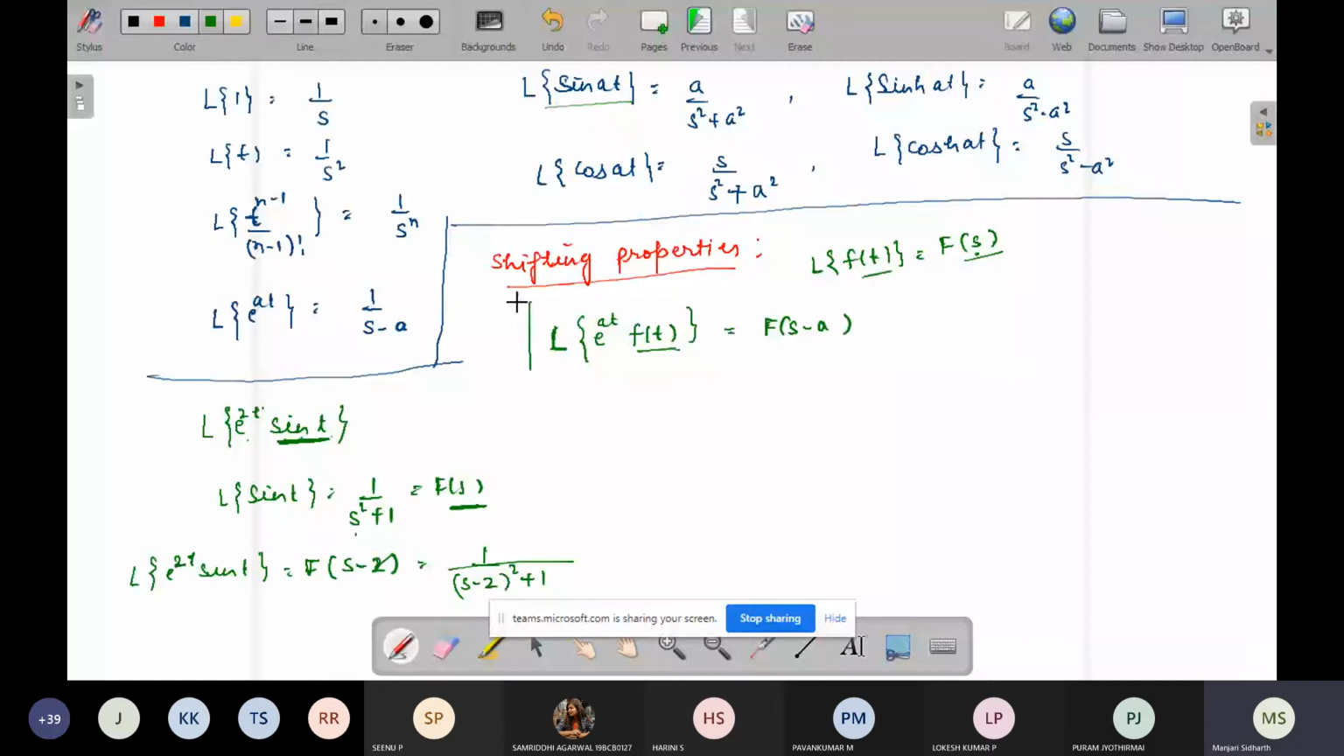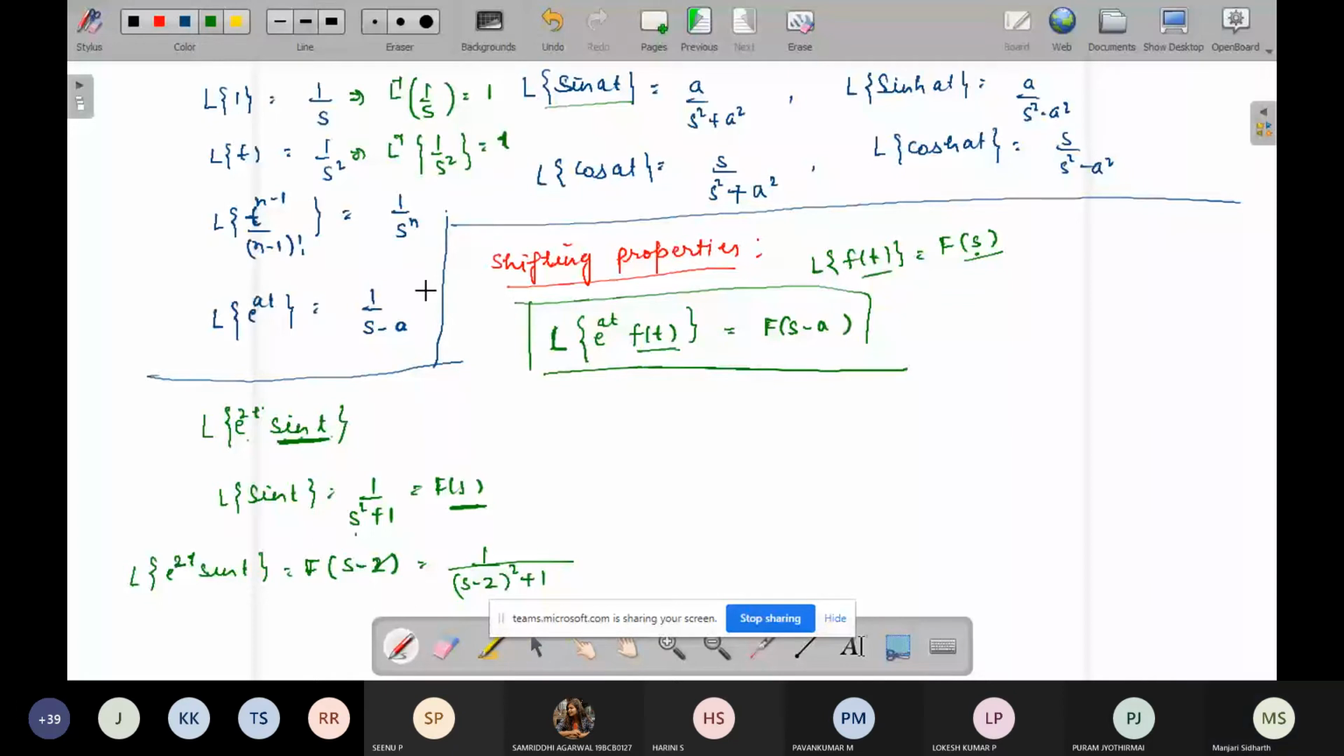See, this is understood that if we find the inverse Laplace transformation of 1 by s, you should get 1. If we find the inverse Laplace transformation of 1 by s square, you should know that it is t. Similarly here, similarly here. Because we are going to use Laplace transformation and inverse in the same differential equation question, you should know the inverse also. So this is the first one.